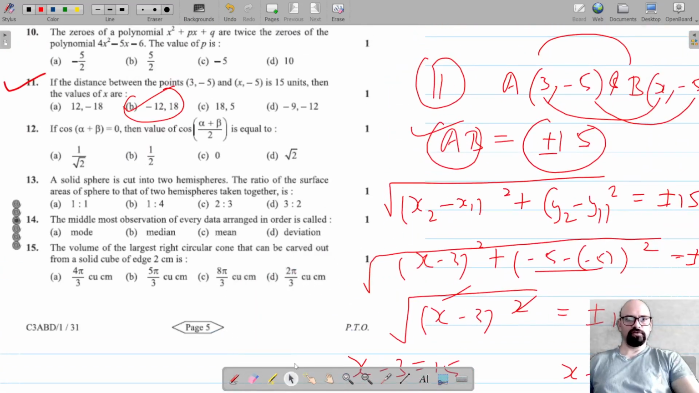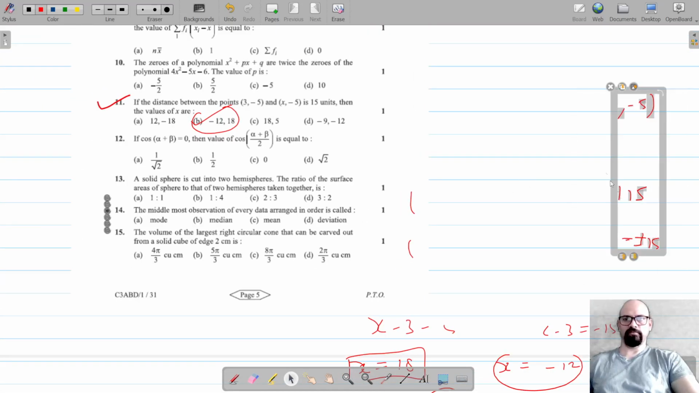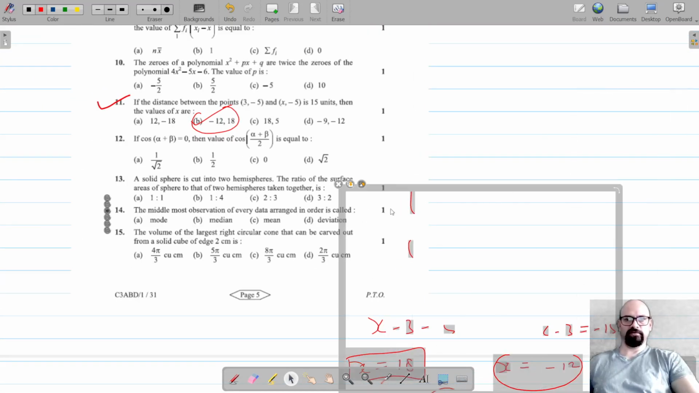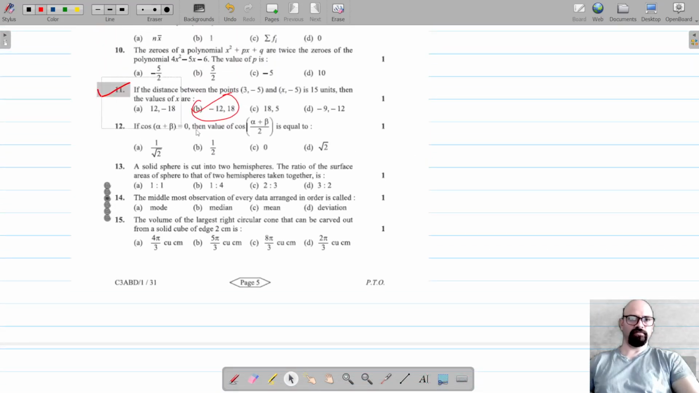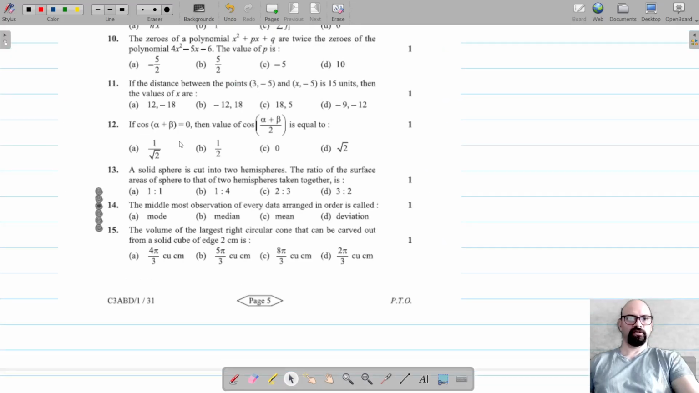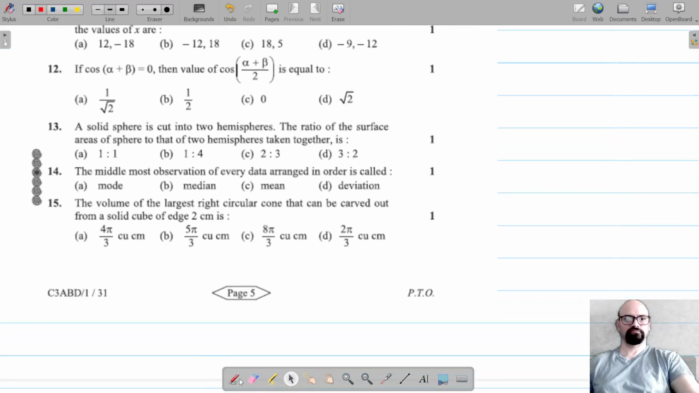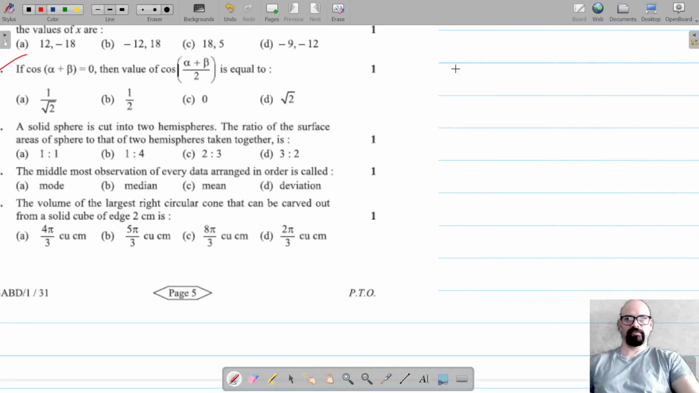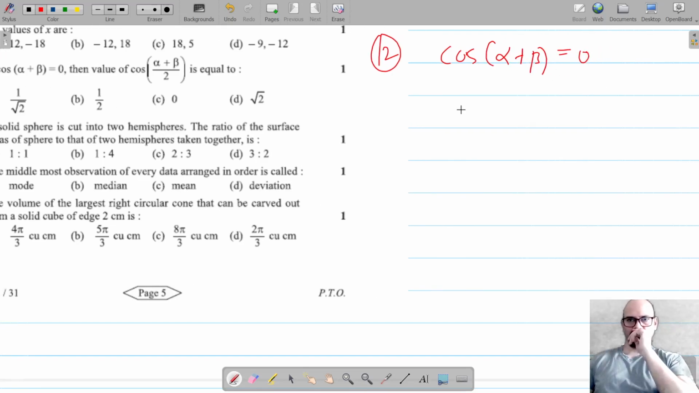Okay, let's move on to question number 12, which is from Introduction to Trigonometry. It's given that the value of cos of alpha plus beta is 0. Okay, so this is the question. Question number 12: it's given that cos of alpha plus beta is equal to 0. This is question number 12.